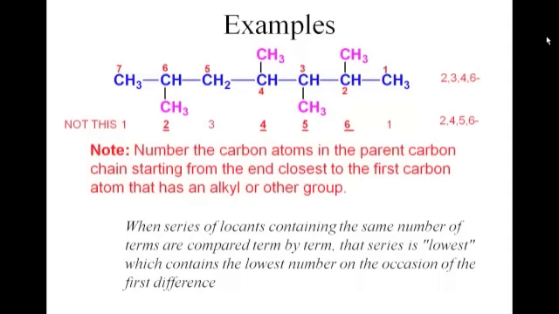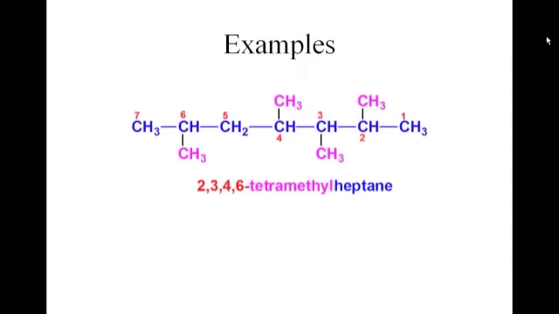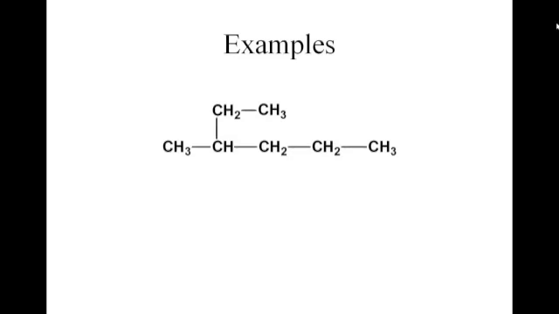So I number my carbons starting from the right, which gives me my locants at positions 2, 3, 4, and 6. Now, I have a 7 carbon chain, so this is going to be a heptane. I have 4 methyl groups attached, so it's going to be tetramethylheptane. And in front of that name, I'm going to put my locants. So there we go, 2,3,4,6-tetramethylheptane. It sounds pretty complicated, but I think it's pretty straightforward, and you should be able to get the hang of this pretty quickly. All right, so let's look at another example.